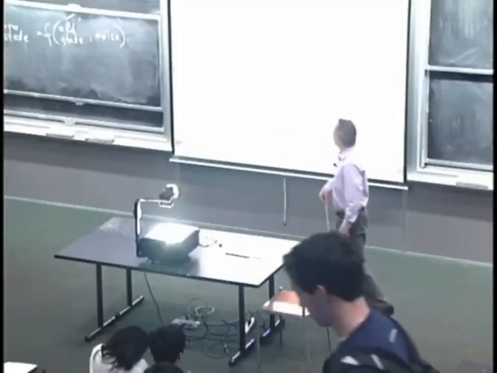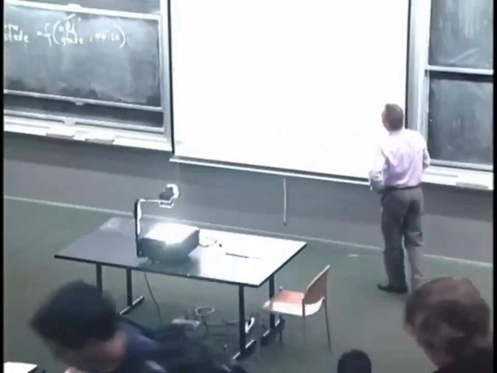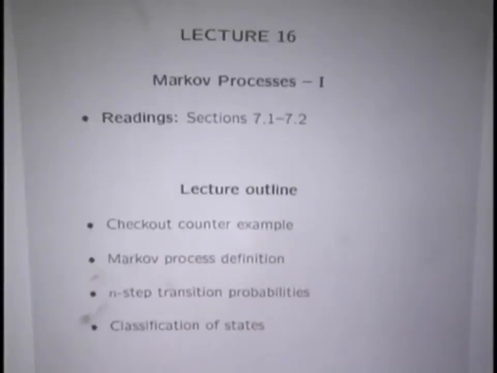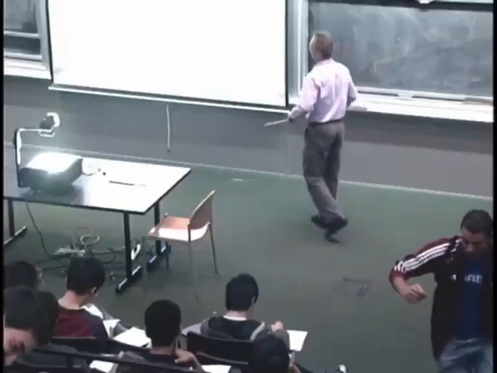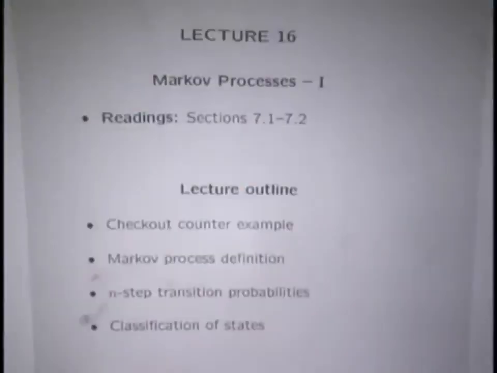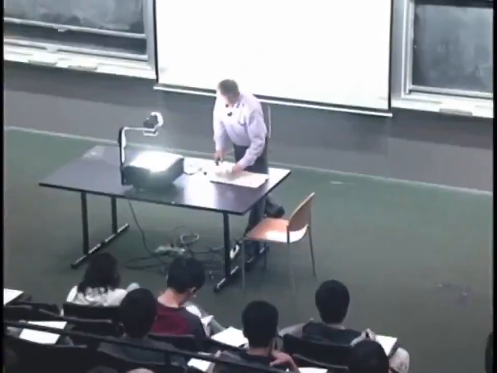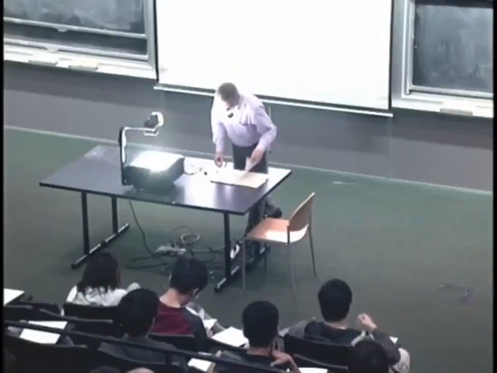So what we're going to do is introduce the class of Markov processes by example, by talking about the checkout counter in a supermarket. Then we're going to abstract from our example so that we get a more general definition. And then we're going to do a few things, such as how to predict what's going to happen n time steps later if we start at a particular state, and then talk a little bit about some structural properties of Markov processes or Markov chains.